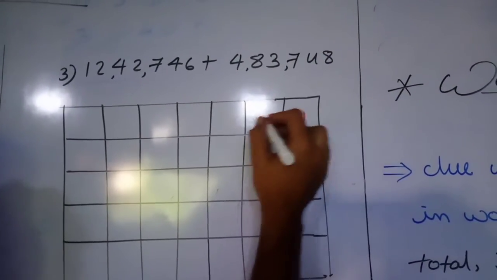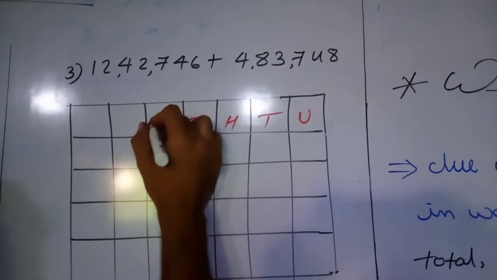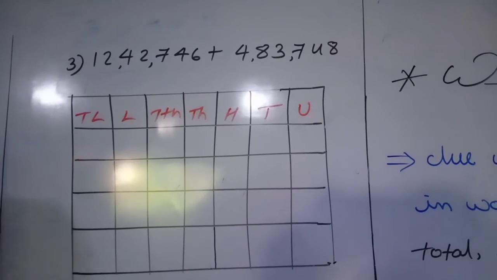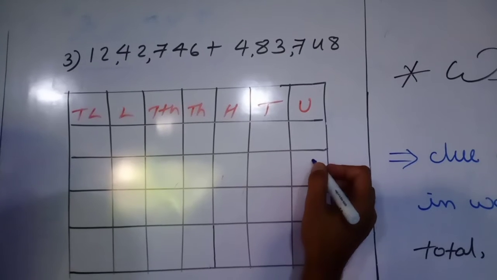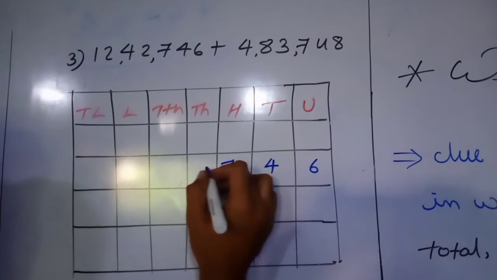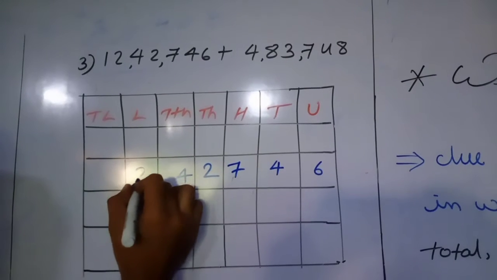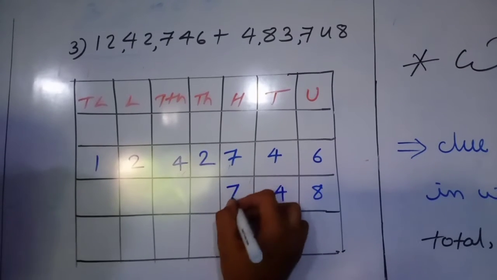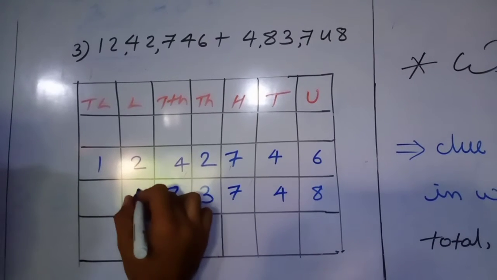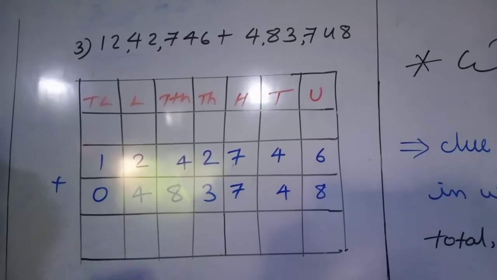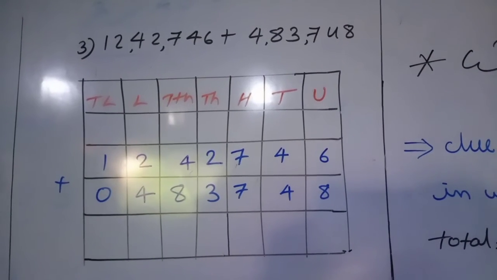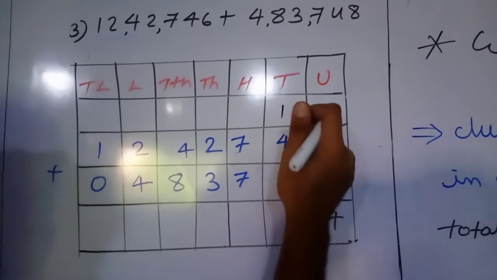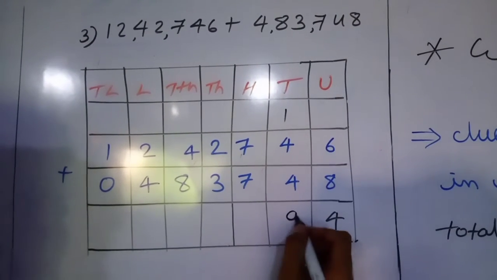Again unit, tens, 100, 1000, 10,000, lakh, 10 lakh. We have written the places. Now the digits of the first number: 6, 4, 7, 2, 4, 2, 1. Second number's digits: 8, 4, 7, 3, 8, 4, and plus. Here nothing is there, means we are going to take it as 0. Addition: 8 plus 6, 14, 4, 1 carry. 1 plus 4, 5 plus 4, 9.